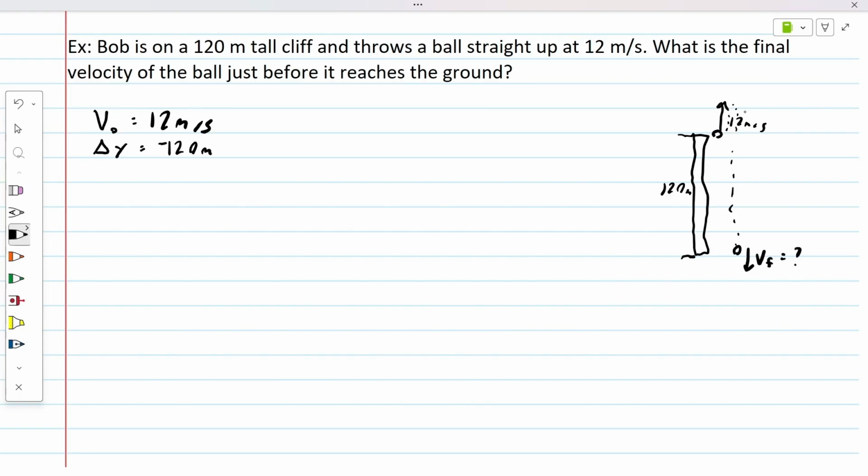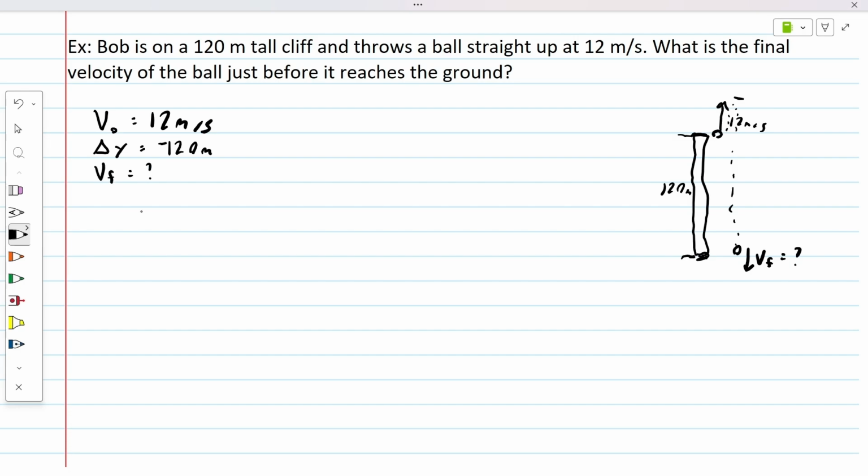And notice that we don't care how high the ball gets when it's thrown up. We only care about the initial position and final position of the ball. It's going to be thrown up higher than 120 before it falls, but we only care about the initial and final. And we want to find the velocity final. That's what we're looking for.